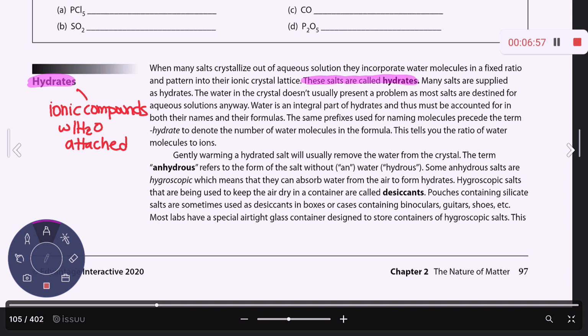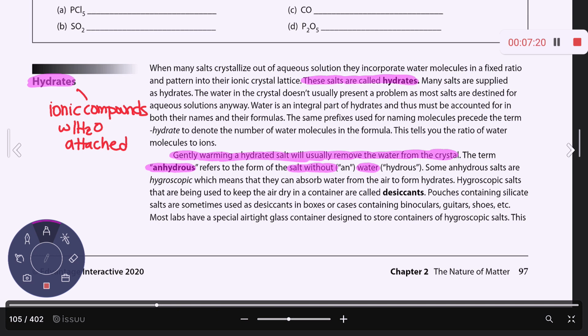Now, we can actually remove the water from the salt really, really easily. And you do that by gently heating it in a Bunsen burner. So gently warming a salt will remove the water from the crystal. And once the water is removed, we call it an anhydrous salt. And that means without water.